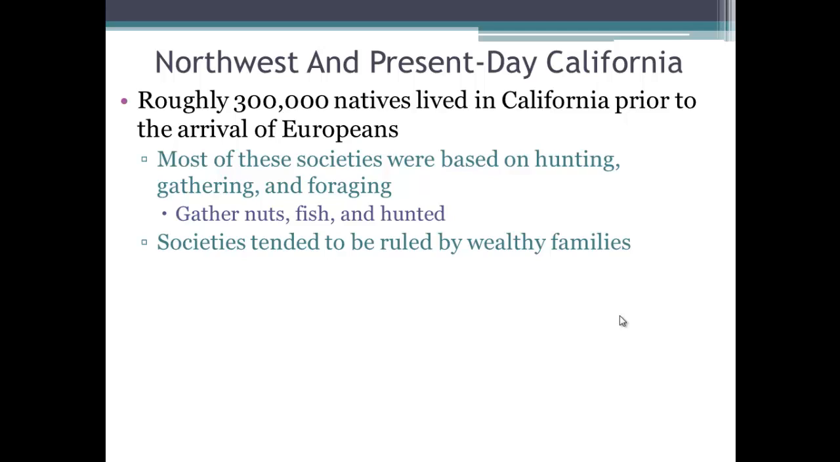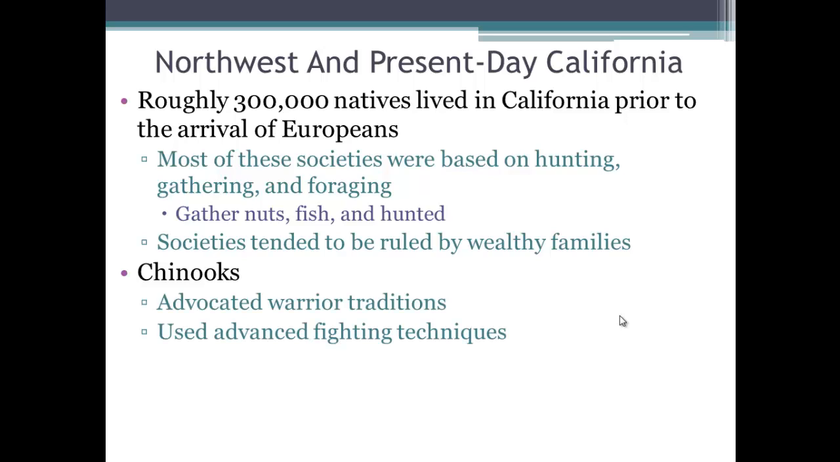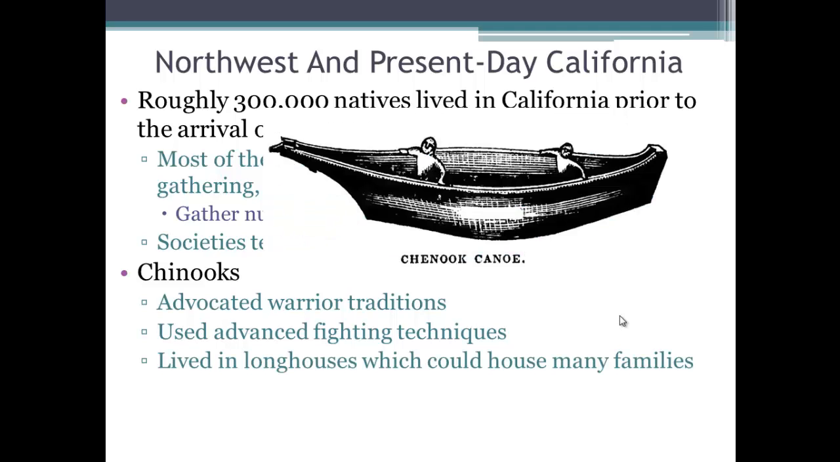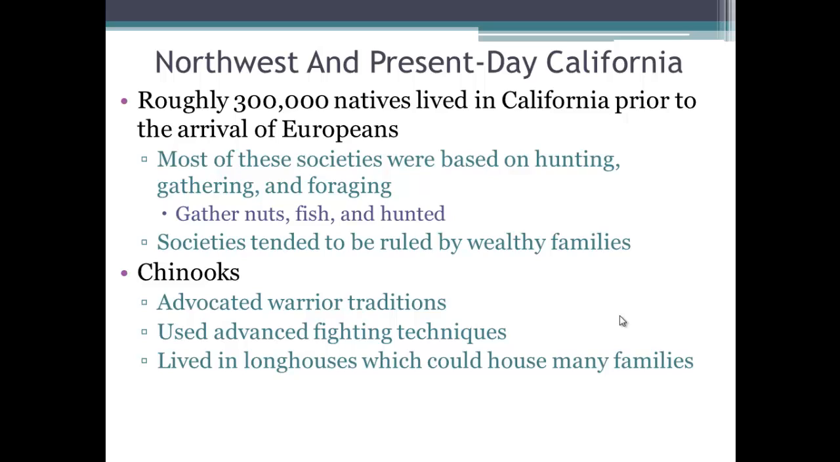Societies tended to be ruled by wealthy families. Then we have a group called the Chinooks, and they advocated warrior traditions and used advanced fighting techniques. They also developed canoes, and they were able to travel great distances using these. They lived in longhouses, which could house many families. It was not uncommon to see about 24 people living in these longhouses.